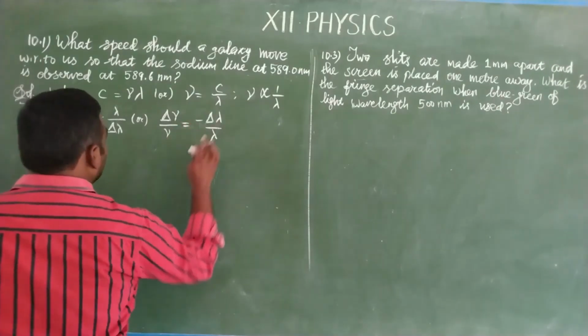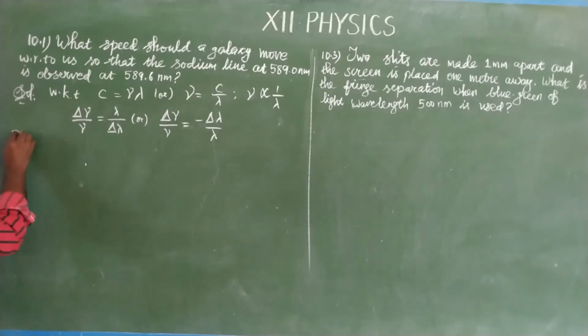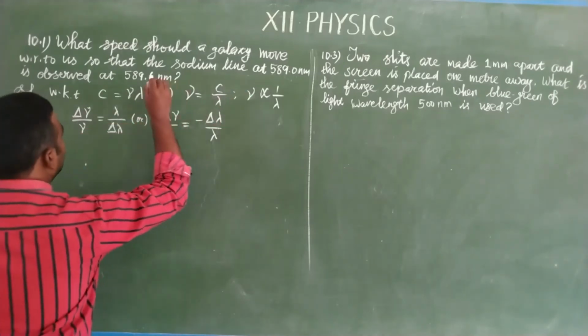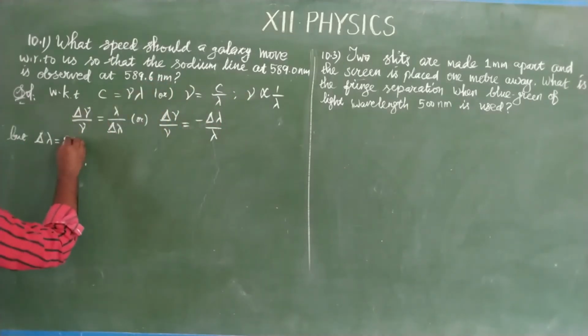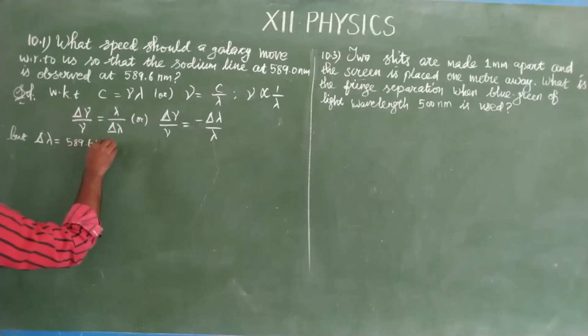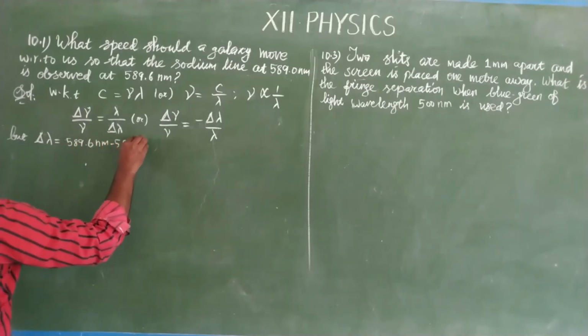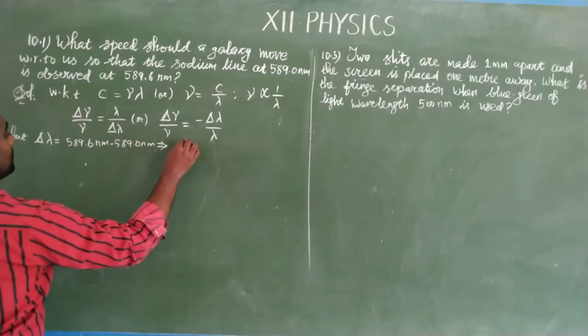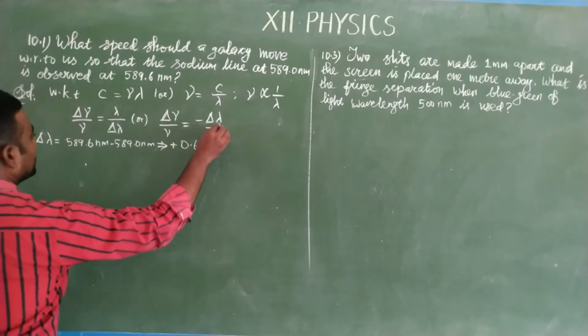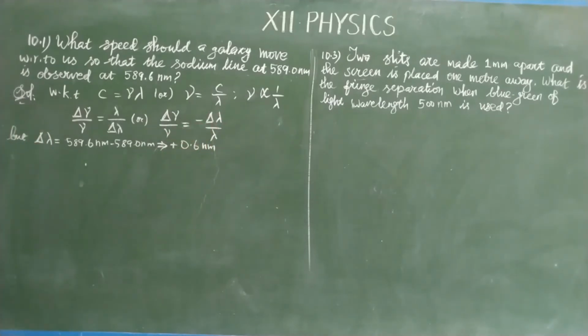Now they have given the values, substitute. What is the change in the wavelength? Instead of this, it is observed at this. So the difference is 589.6 nanometer minus 589.0 nanometer, which is equal to plus 0.6 nanometer. So this is the difference in the wavelength.